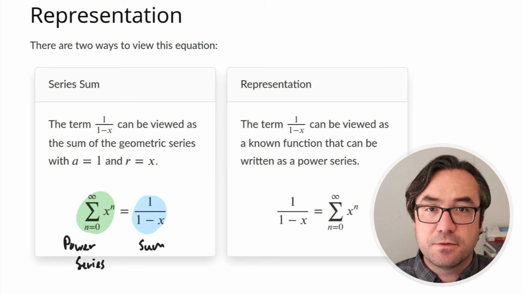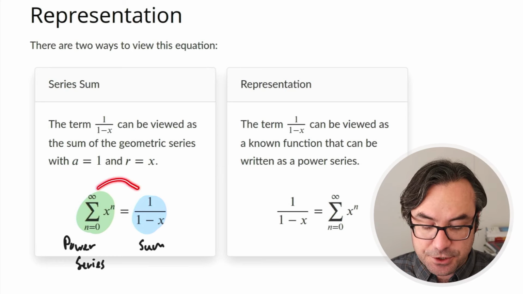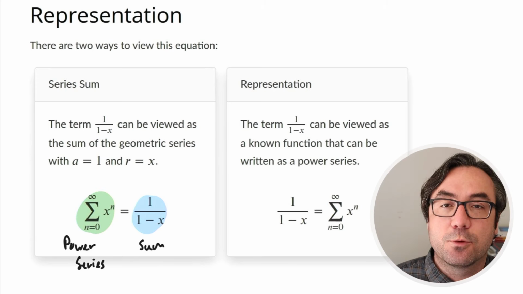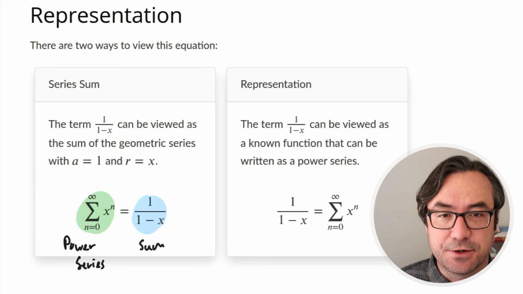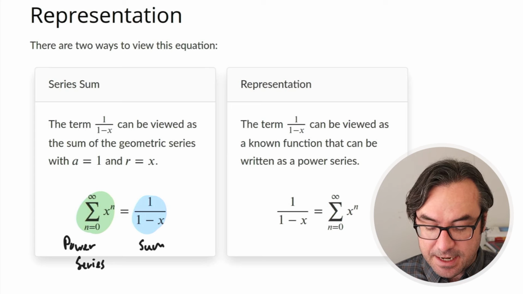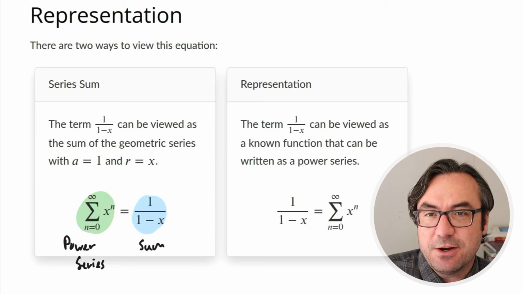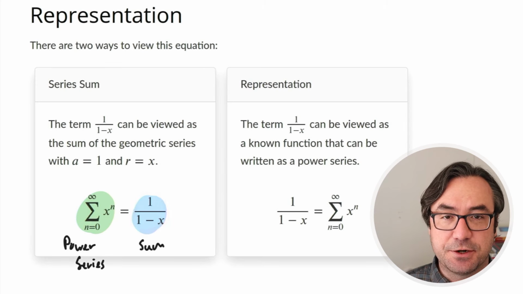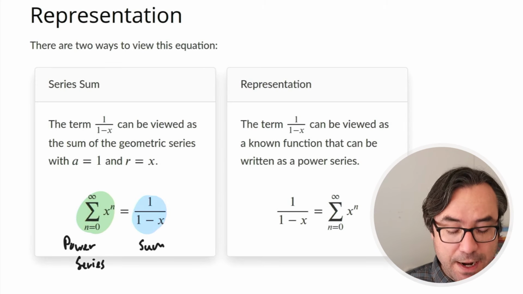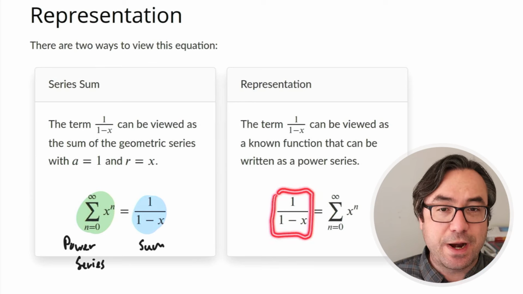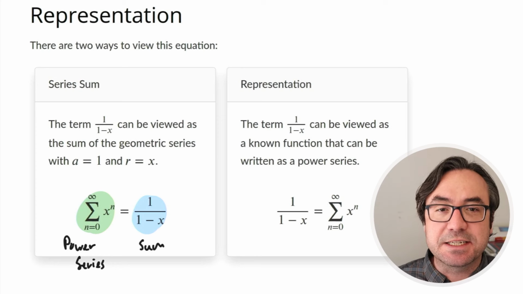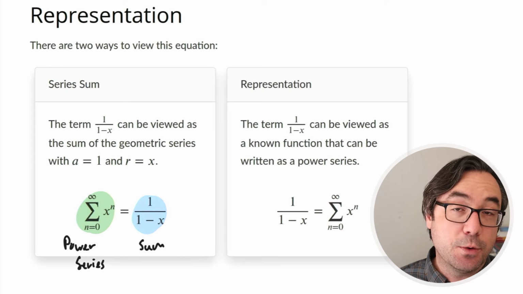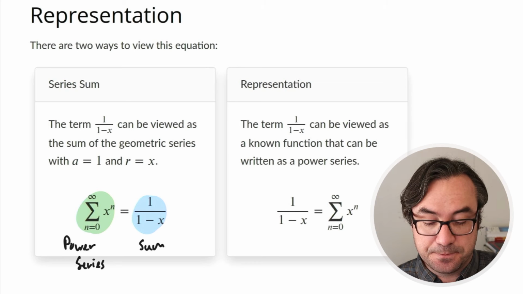Well, what we're going to do is flip this equation around. And this is going to give us a way to think about representing certain functions using power series. So instead, what we did before is we said, here's a power series, and based on the r value, we can figure out the sum of that power series. Well, we're flipping it around. So now we're going to view this as just a regular function, 1 over 1 minus x. And we know it's equal to a power series.